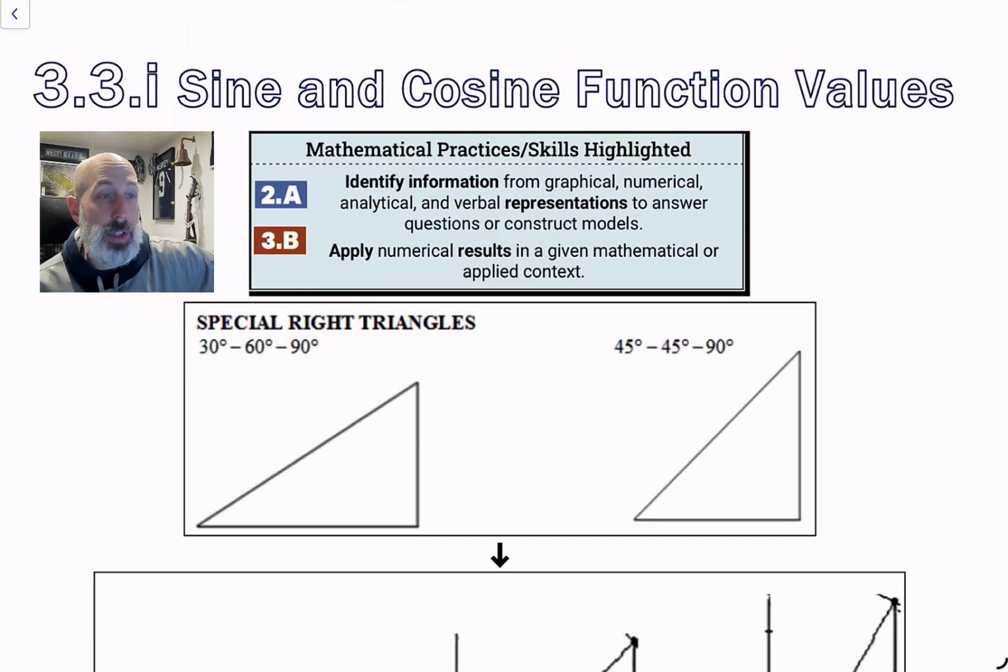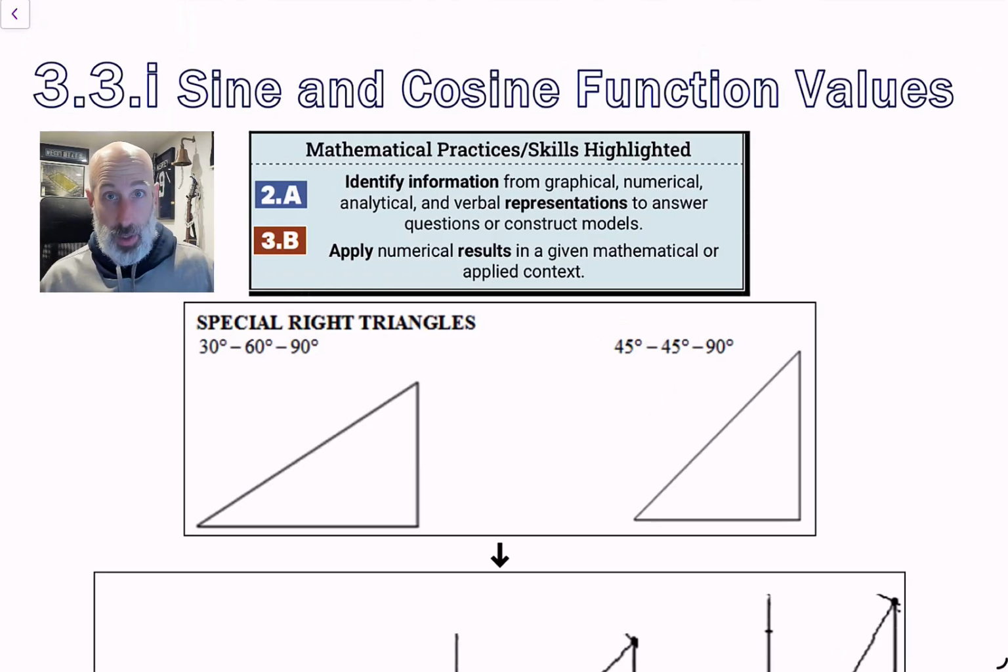We're going to be talking about section 3.3.1, which is on sine and cosine function values. The primary purpose of this video is to discover where the ordered pairs for the unit circle come from. Again, it's a unit circle. We're also going to be looking a little bit forward to a circle that's not a unit circle, with a different size radius. But we have to start with those ordered pairs.